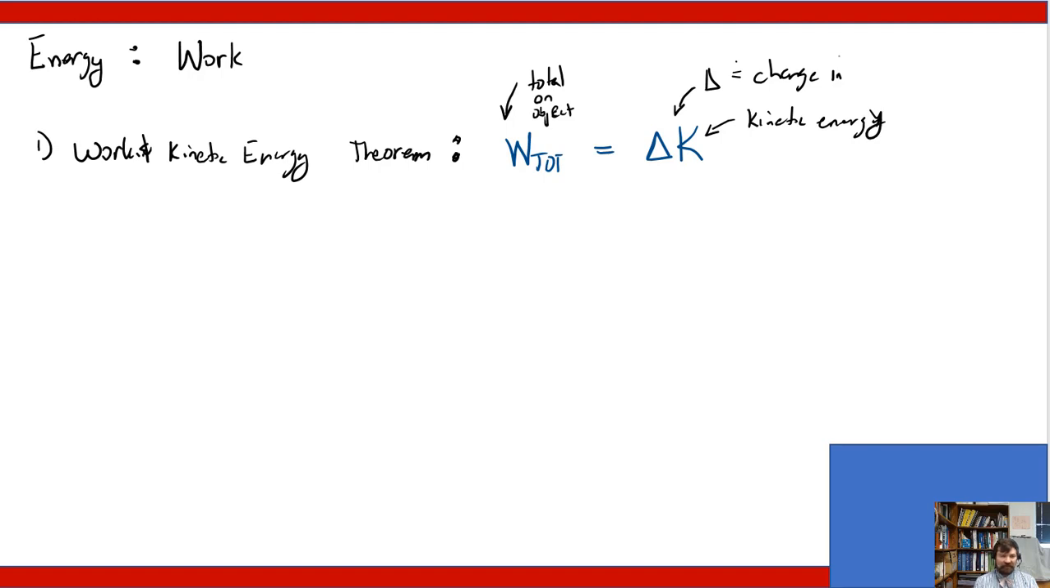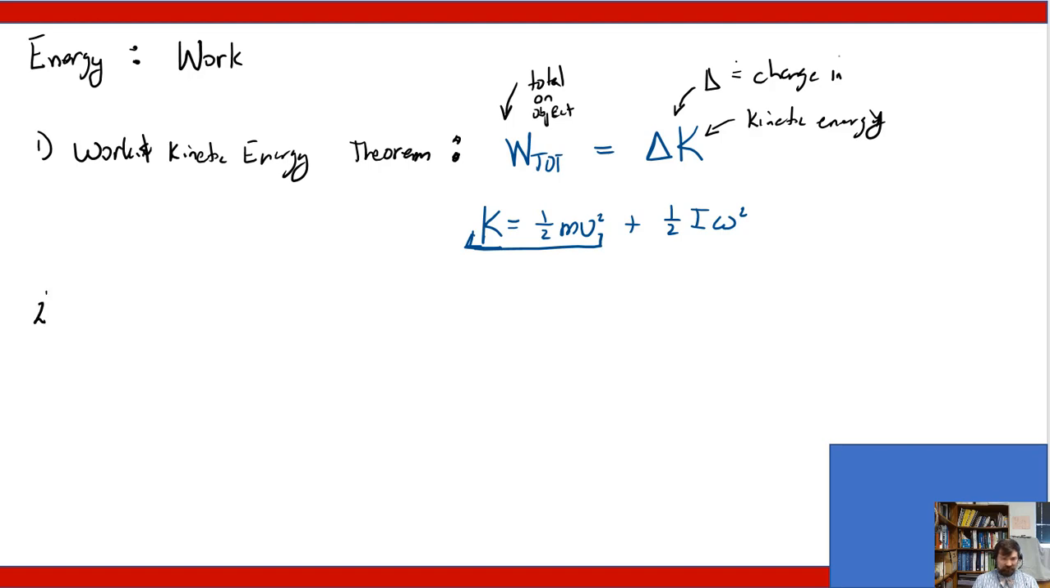Now recall that kinetic energy, for what it's worth, is 1/2 mv squared for an object that is translating, and 1/2 I omega squared for an object that's rotating. Usually we focus on this part of it, but if you have rotational motion, then this other part also is important.